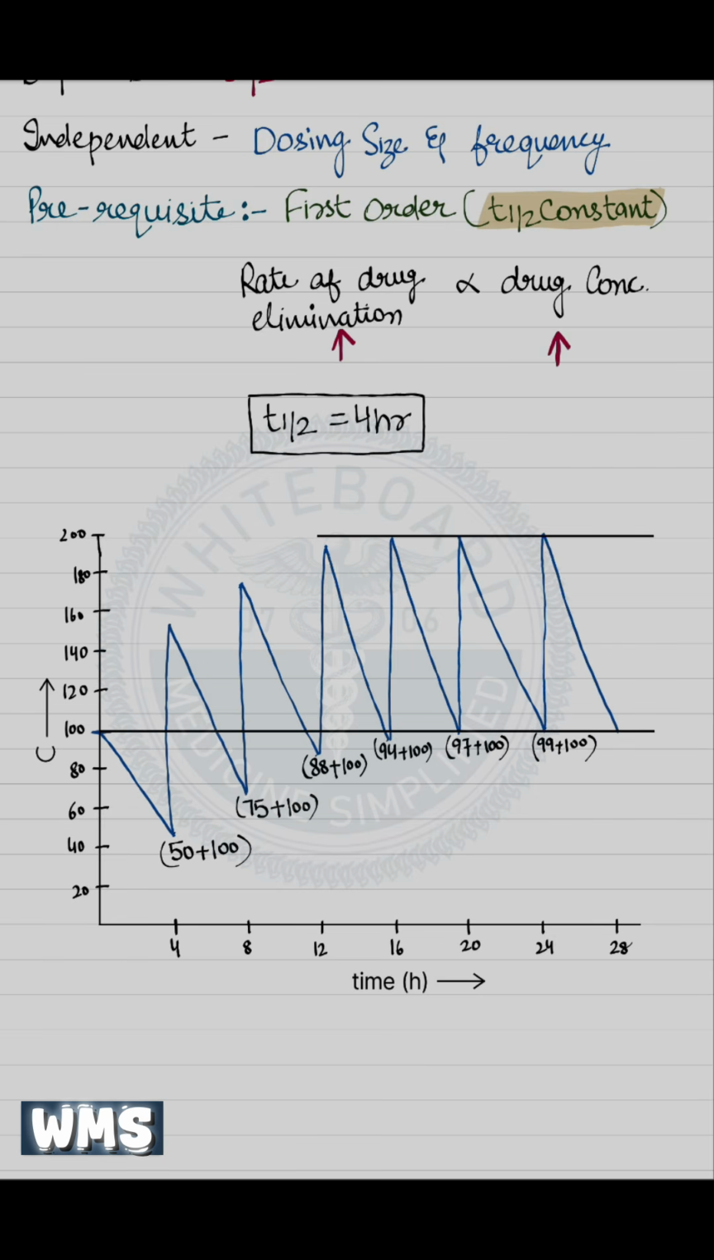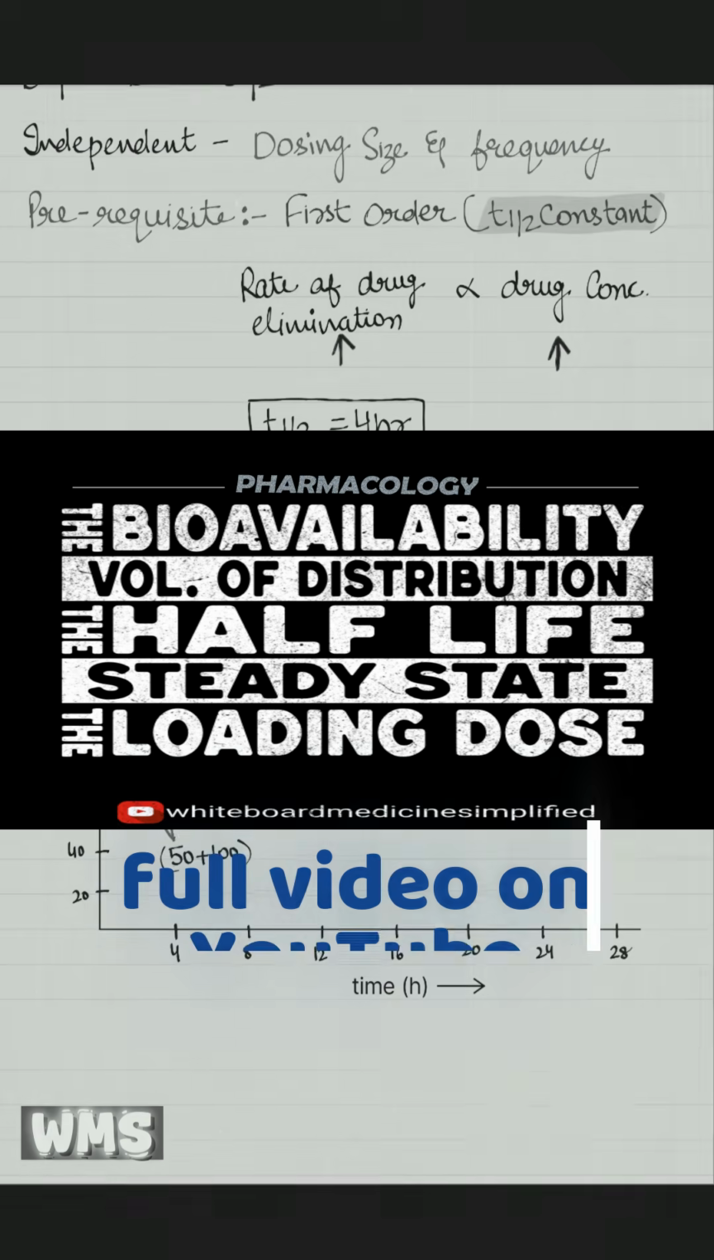Eventually, a point is reached where the amount of drug eliminated becomes almost equal to the amount of drug administered, and this is what we call steady state concentration. From the graph, it becomes very clear that it takes about 1, 2, 3, 4, 5, so about 4 to 5 half-lives to reach this steady state.